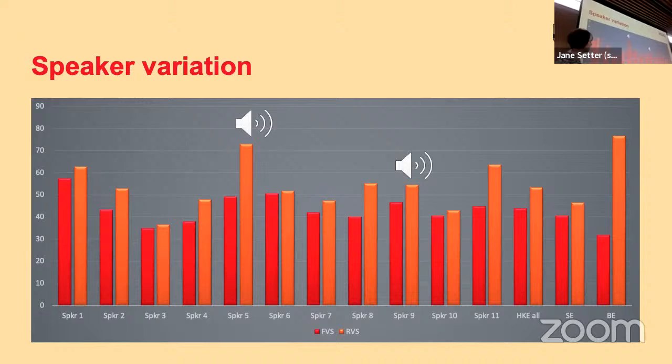Okay, so this is speaker 5, and you can hear that speaker 5 makes a lot of difference between the full vowel set and the reduced vowel set.